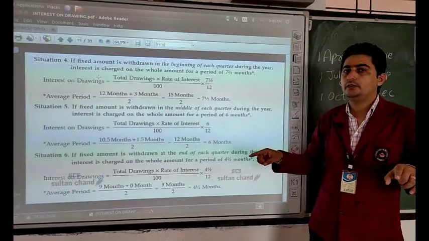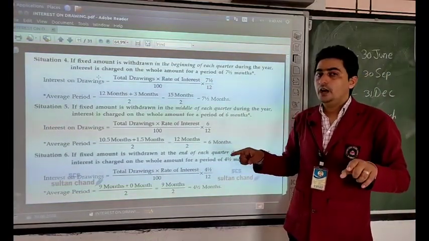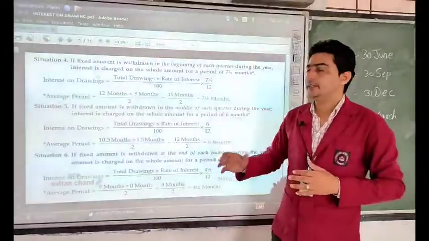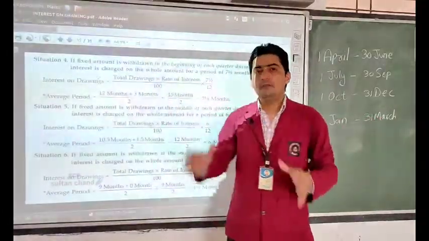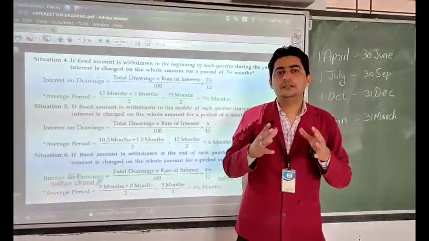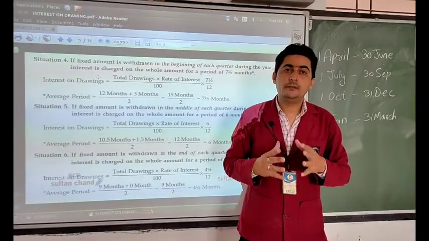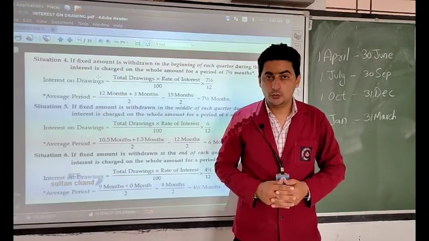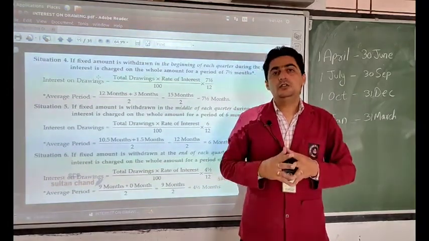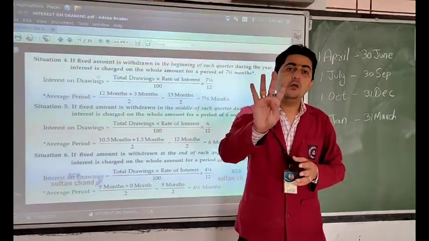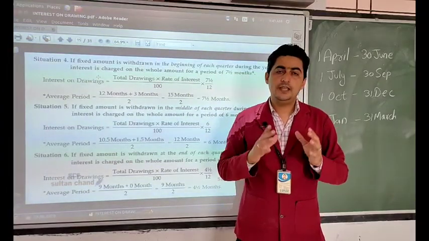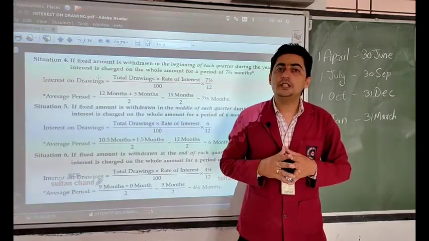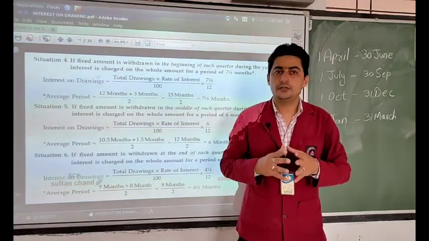What will be the average period of time? 7.5 months. How we will calculate it? We will calculate it accordingly. Formula is there. Average period is equal to month left after first drawing plus month left after last drawing divided by 2. First of all, we should know that there are 4 quarters in a year. Each quarter is of 3 months.